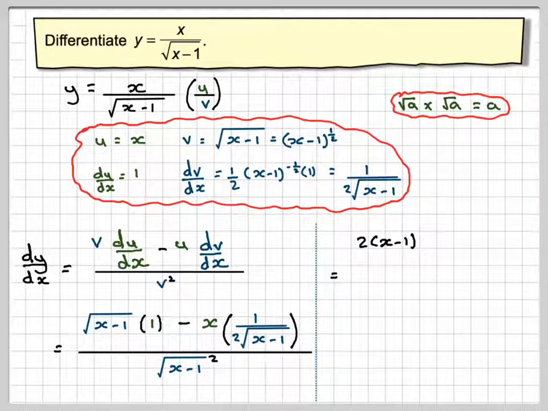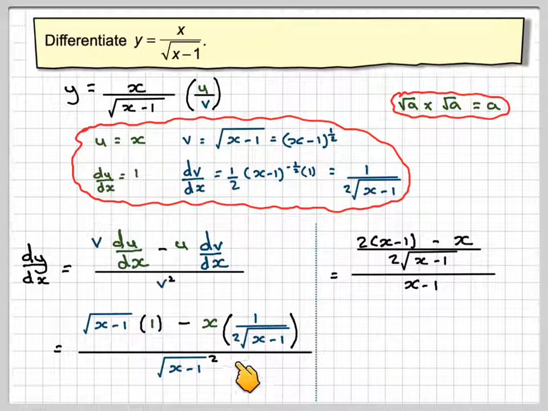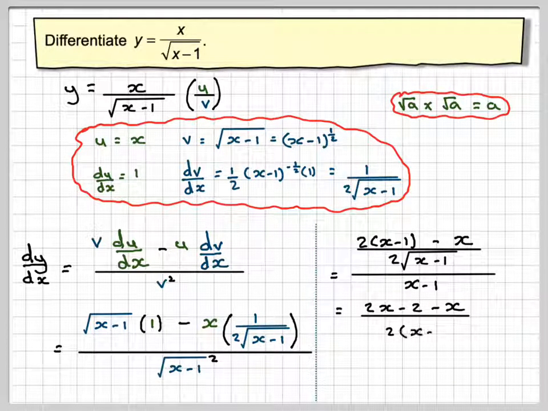Don't worry about the 1. And that's going to give me minus x, and that's now going to be all over 2 root x minus 1. But it's all over the square root of x minus 1 squared, which is over x minus 1, because these two will cancel each other out. Right, in the numerator, that will become 2x minus 2 minus x. In the denominator, it's going to become 2 times x minus 1 to the 3 over 2.